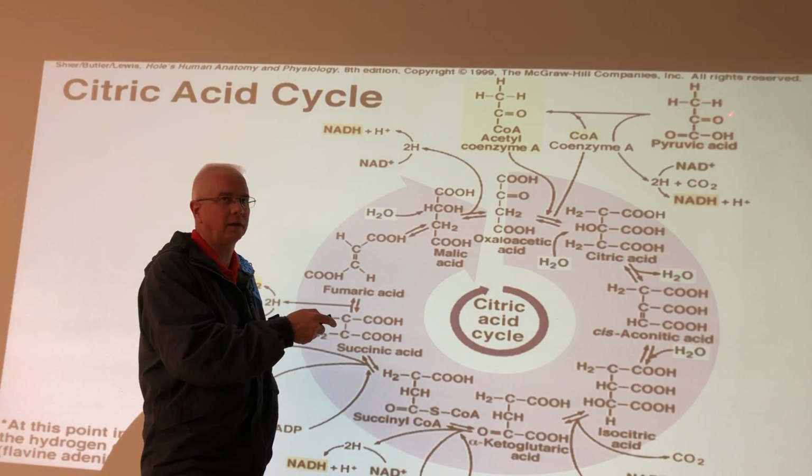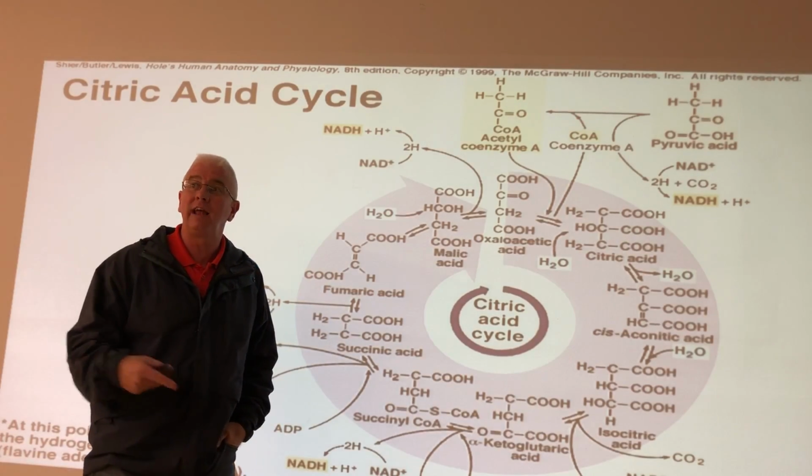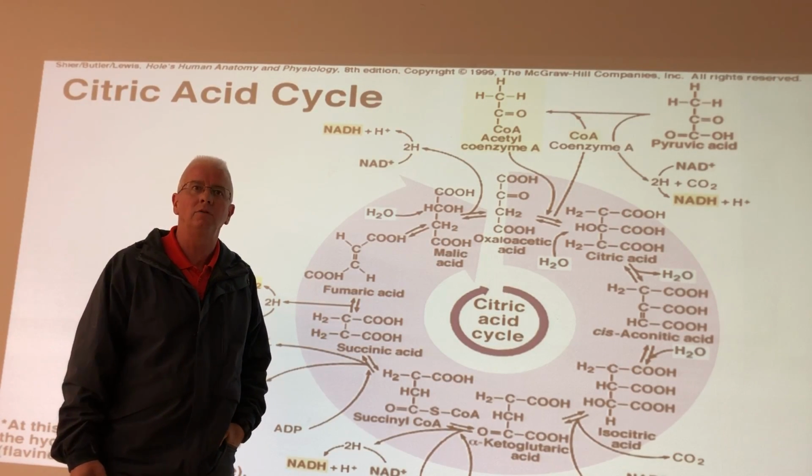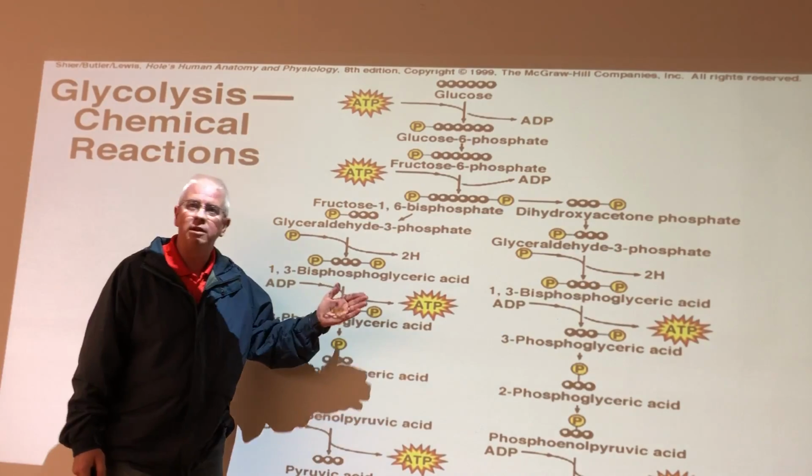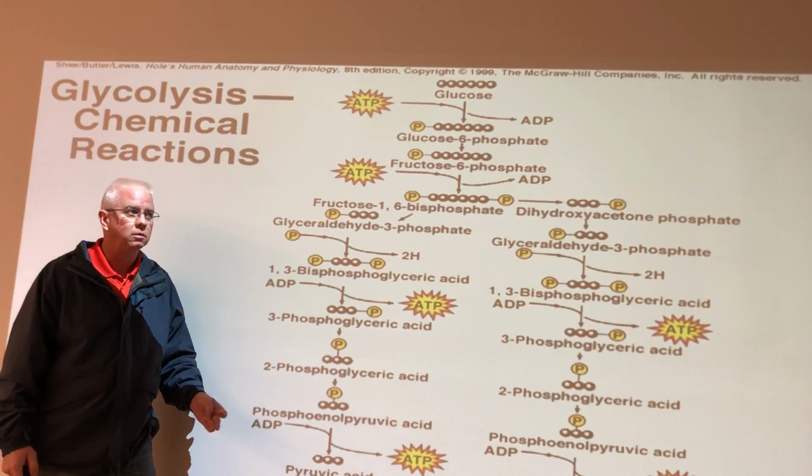This is a 3-carbon thing. Pyruvic acid comes from glucose, and how many pyruvates do you make from a single glucose? How many pyruvates do you make from a single glucose? 4.